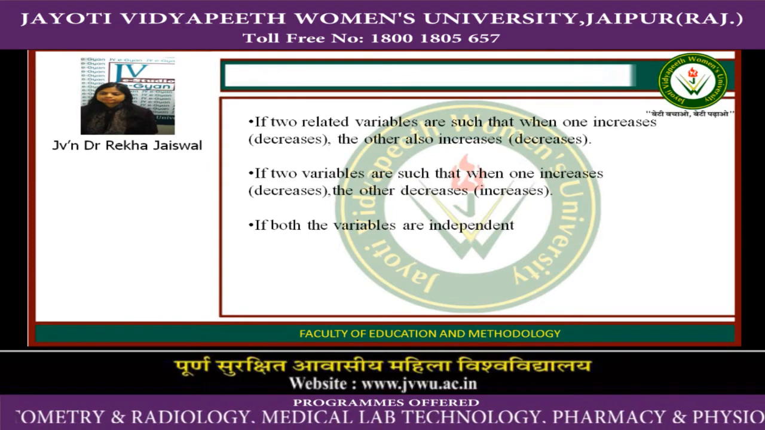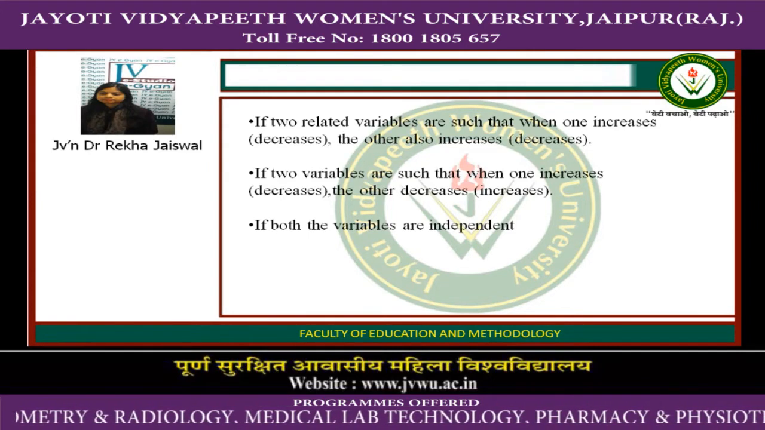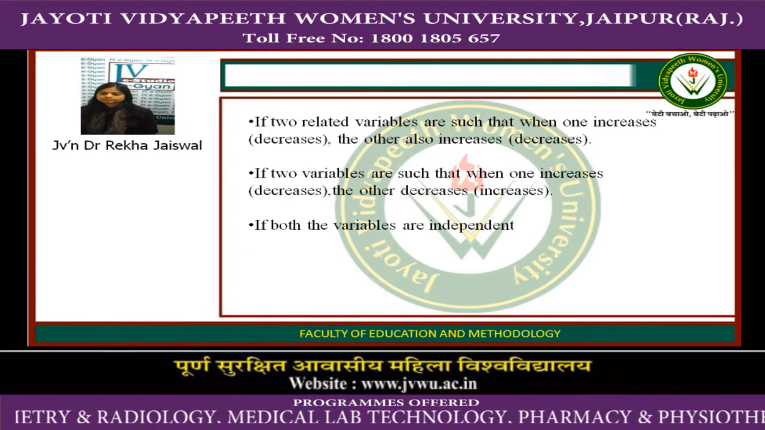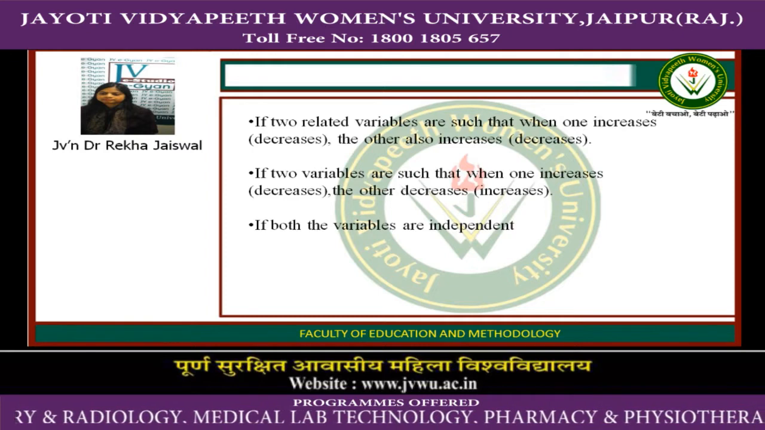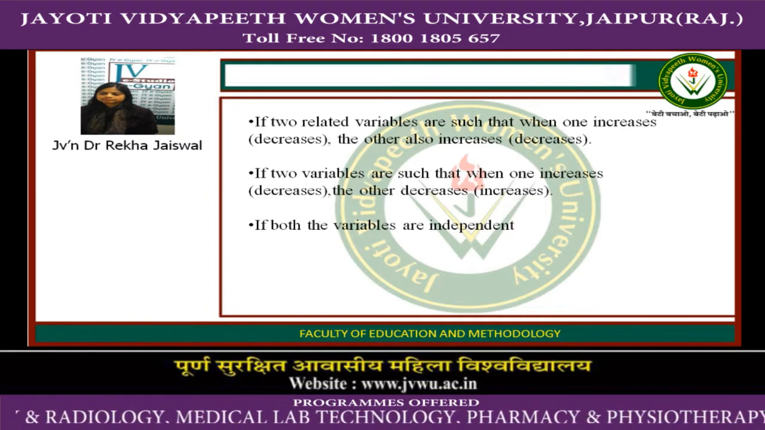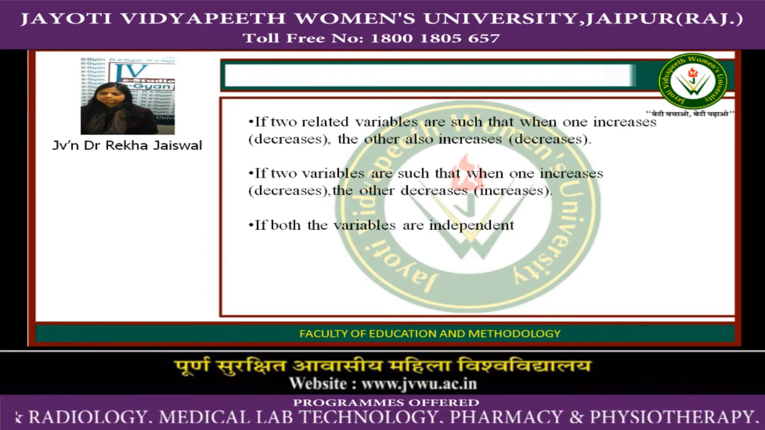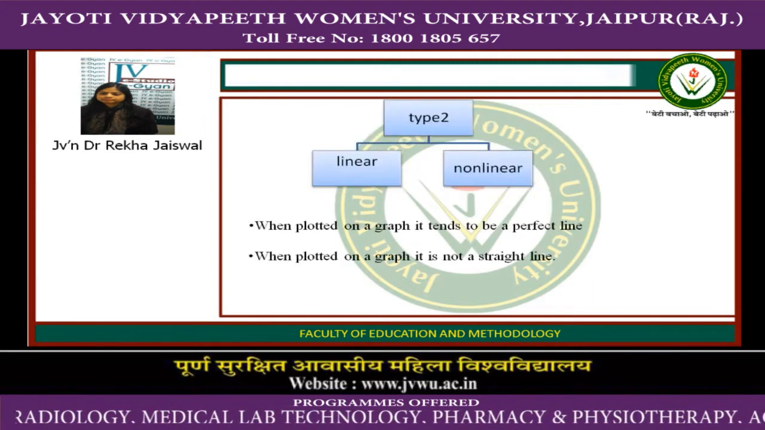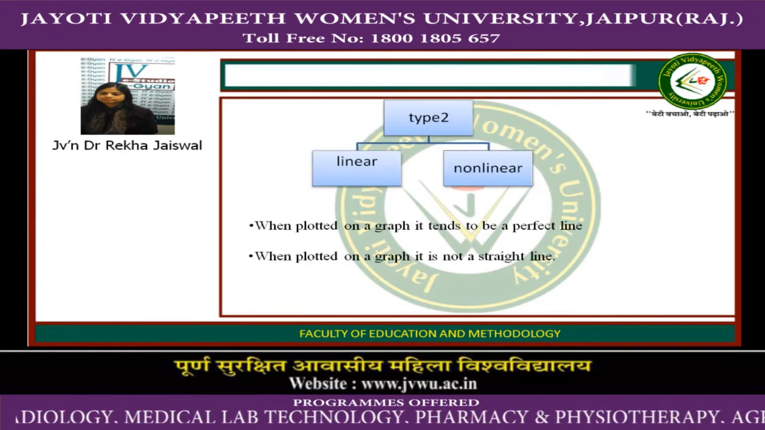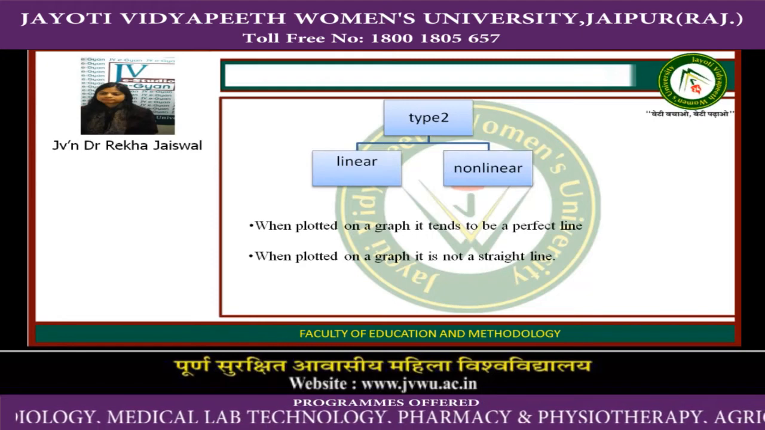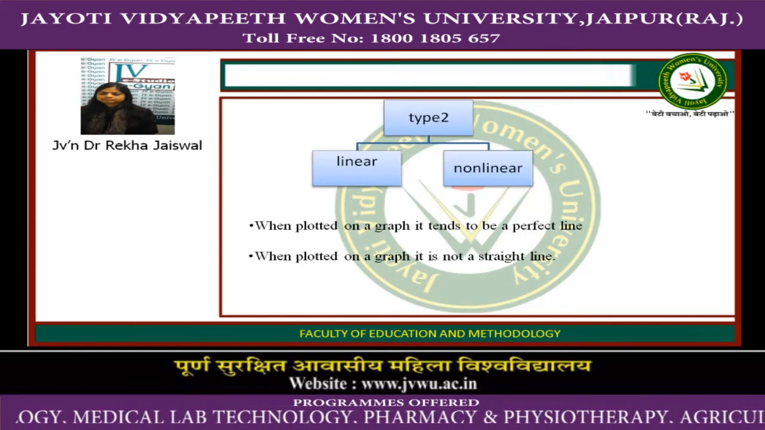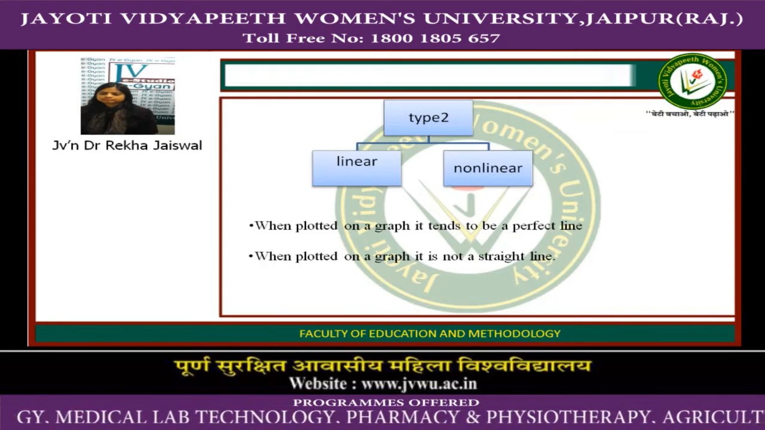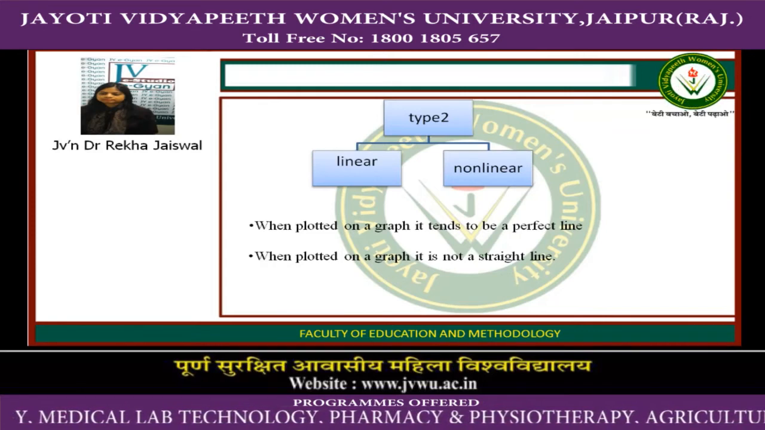If both variables are independent, and if one increases, the second variable is not affected, neither increasing nor decreasing, that means both variables are independent, so there is no correlation. Type 2: linear and non-linear. When plotted on a graph, if it tends to be a perfect line, it is linear correlation. When plotted on a graph, if it is not a straight line, it is non-linear correlation.